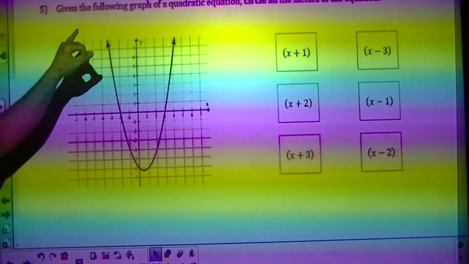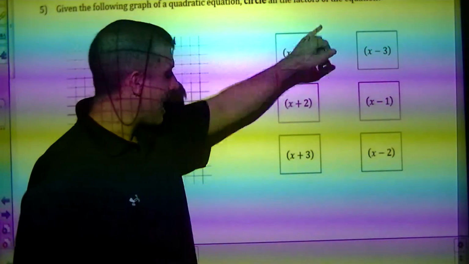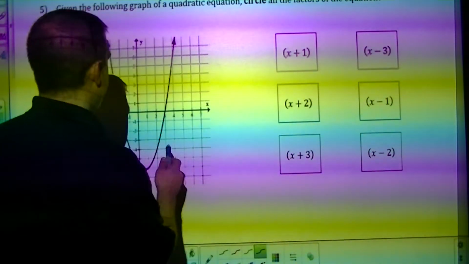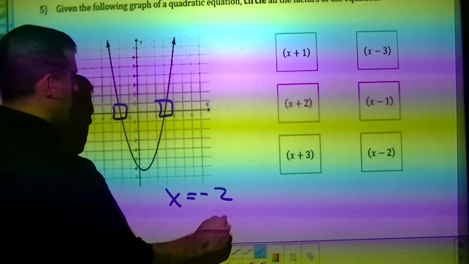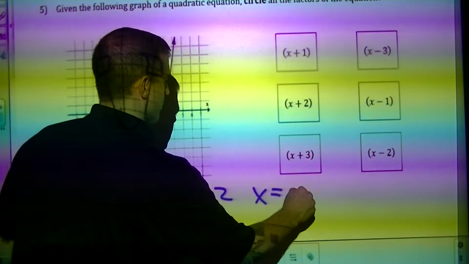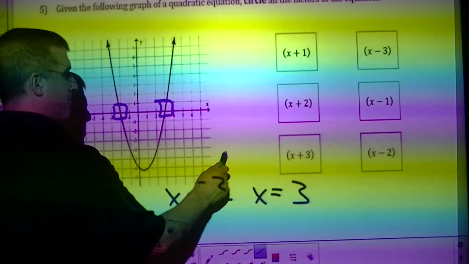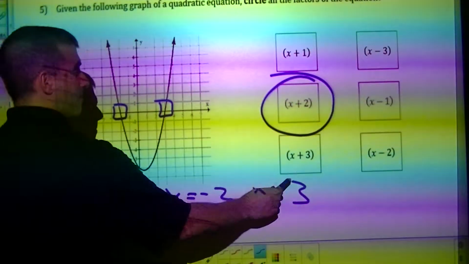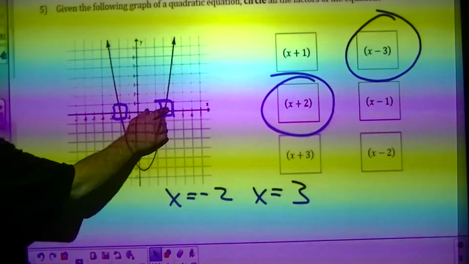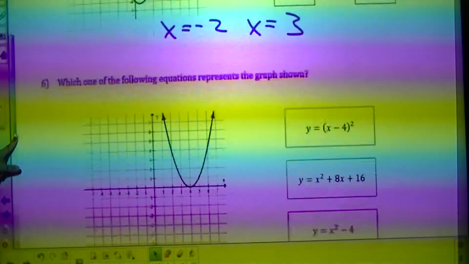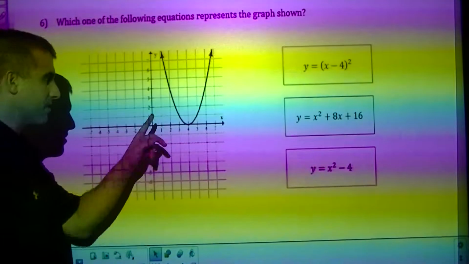Okay, now, what they want you to do is find the factors. In order to get the factors, I need these first. So I've got solutions at x equals -2 and x equals 3. Well, factors are just the opposites. So that would be one of them, and this would be the other. Very simple. Solutions are where it crosses the x-axis. That's what I need. All right, which of the following is this one?